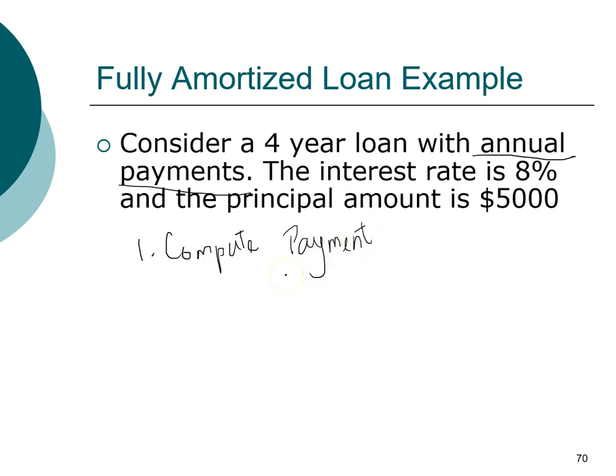We can use our financial calculator. If we borrow a loan, we are borrowing $5,000. So the $5,000 is our present value. 8% is our interest rate. And this is a four-year loan with annual payment. So the duration of the loan is 4 years.